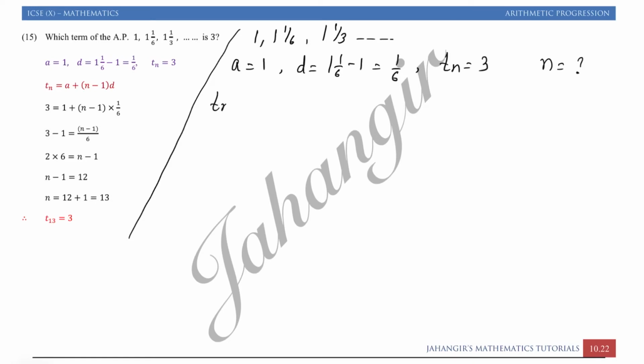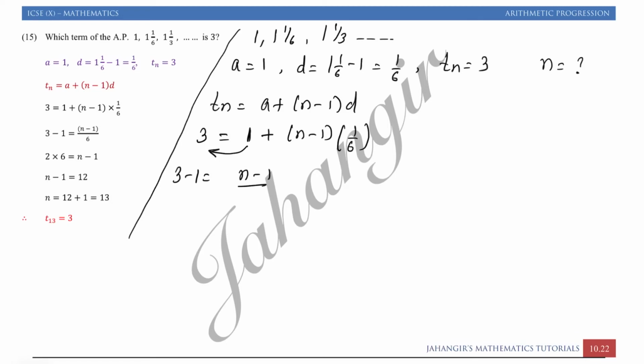So first we will write Tn formula. Tn is equal to A plus n minus 1 into D. Tn I already have as 3. A value is 1 plus n minus 1 into D, which is 1 by 6. So here we have fraction. So first we will transfer this 1 on other side. So I can write 3 minus 1, that is equal to n minus 1 upon 6. So therefore I can say 2 is equal to n minus 1 by 6. So therefore n minus 1 is equal to 12. So therefore n is equal to 12 plus 1 is 13. So therefore we can say T13 is 3.